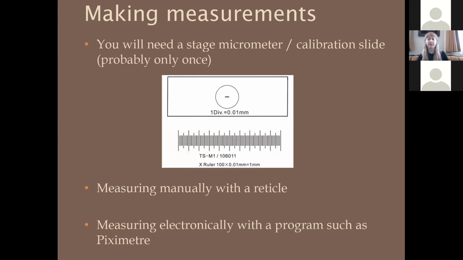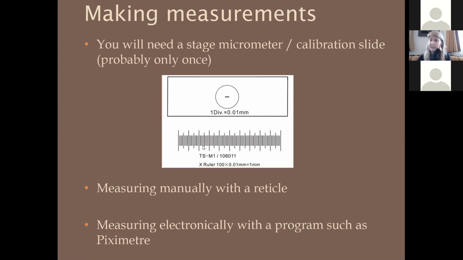Okay, so here's the calibration slide. In real life, this is a clear piece of glass, and you will probably only need it once. This is what it looks like in real life, and below is what this tiny bar that you can barely see looks like under the microscope. So this is a given known distance.